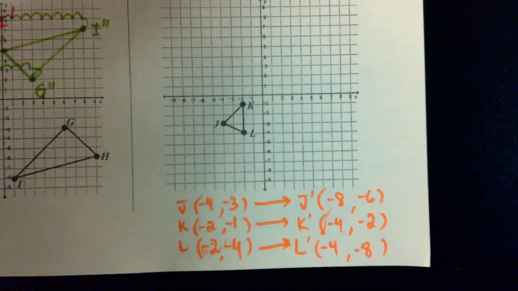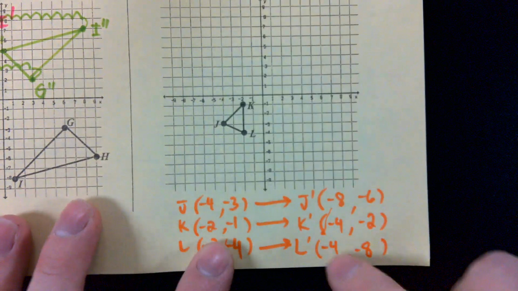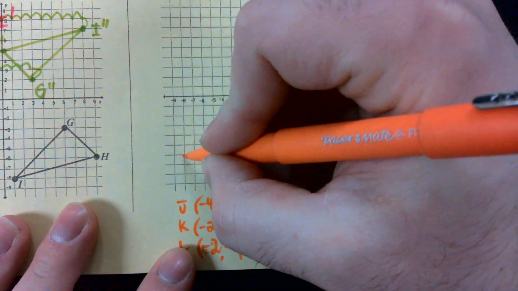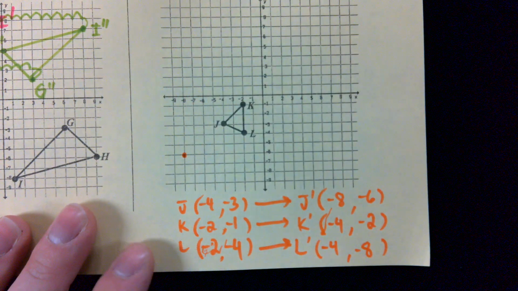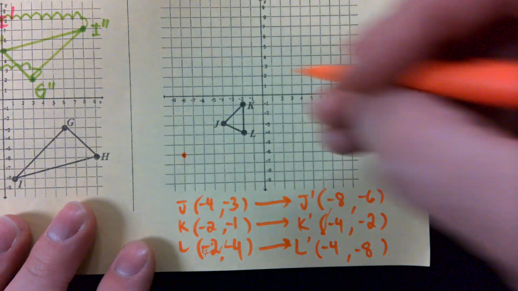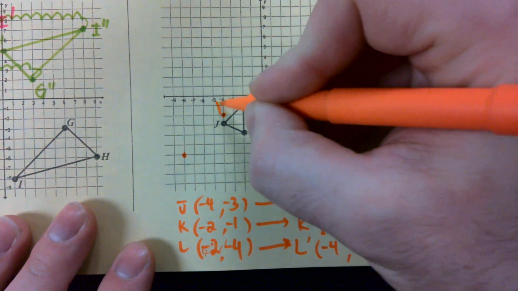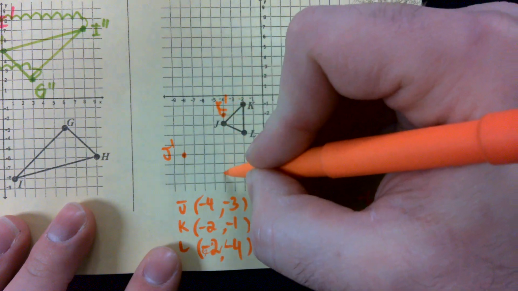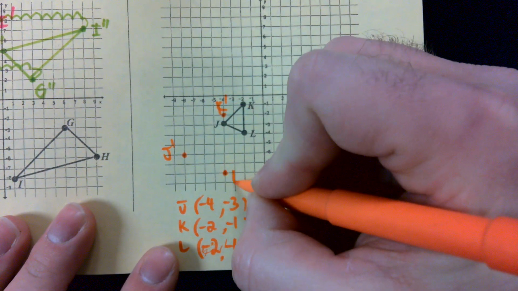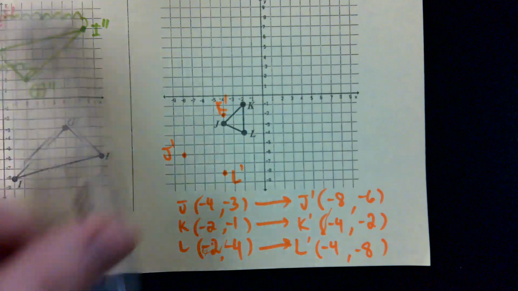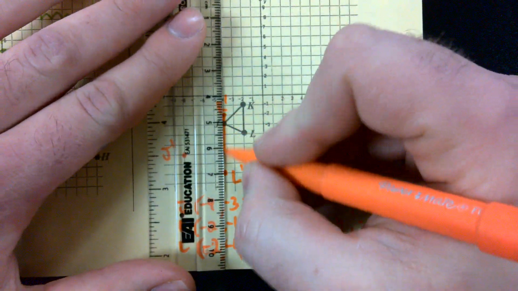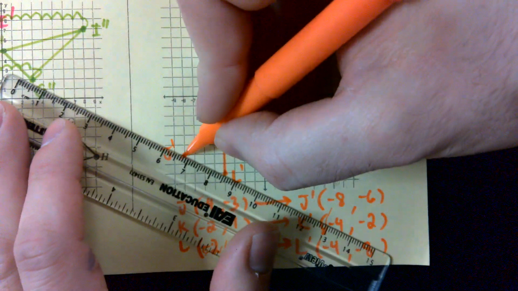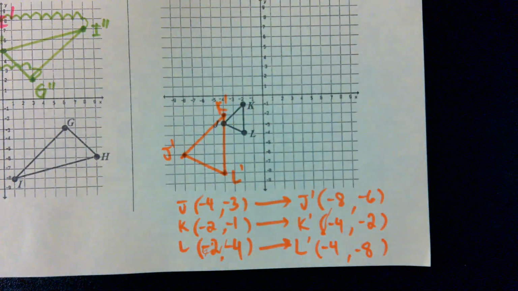Now we can go ahead and plot our new image coordinates to get our dilated figure. 1, 2, 3, 4, 5, 6. There's J prime. K prime is going to be right there. K prime, J prime, and then L prime right there. Using our ruler, we're going to connect all 3 of those points together. And there's our dilated triangle.